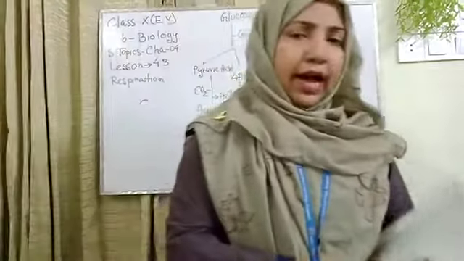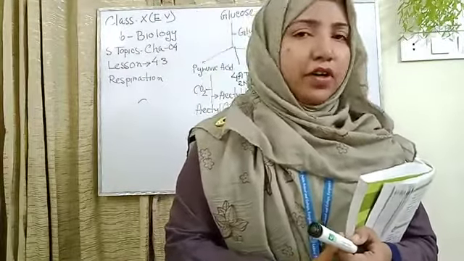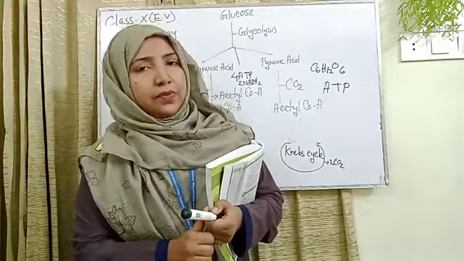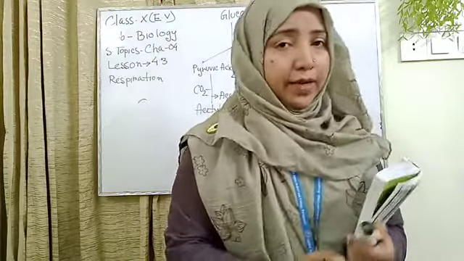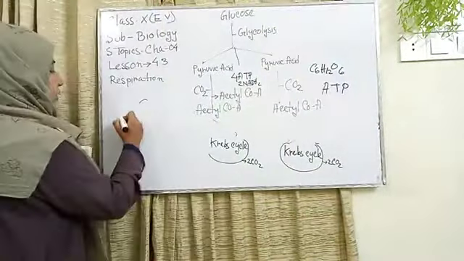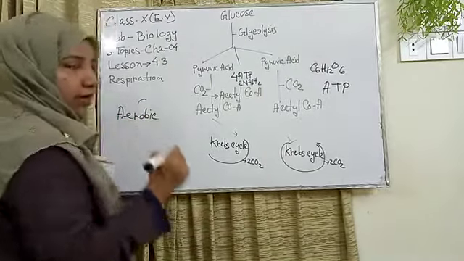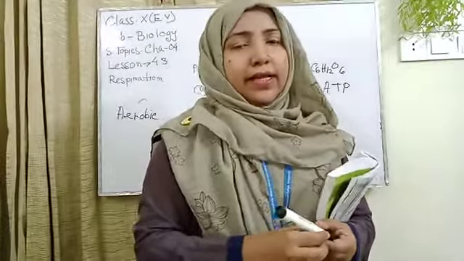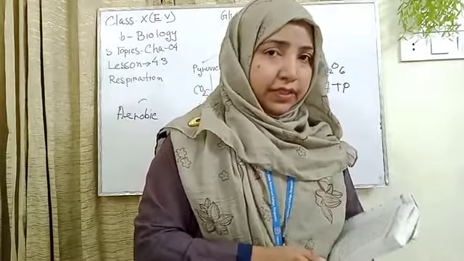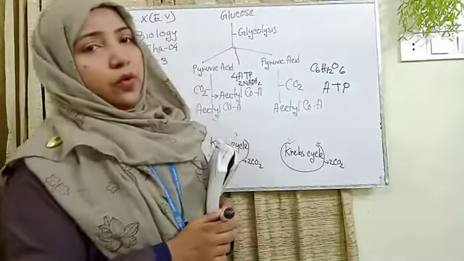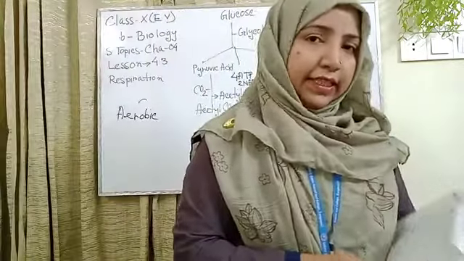Now, how many types of respiration are there? There are two types of respiration: one is aerobic and the other is anaerobic. What is the meaning of aerobic? When oxygen is present, it is called aerobic respiration, and when oxygen is absent, it is called anaerobic respiration.